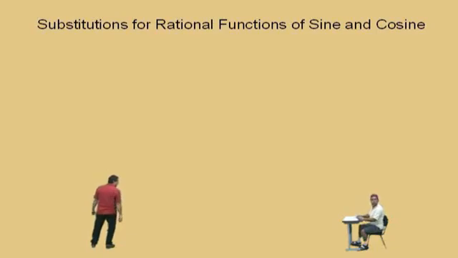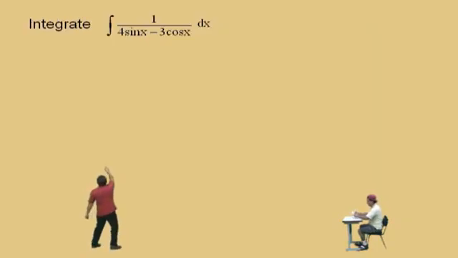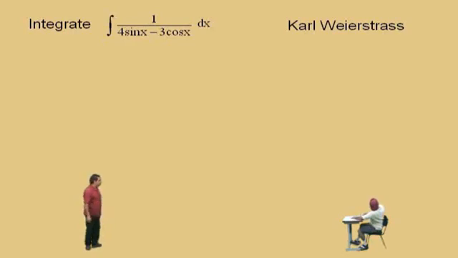Today we're going to do substitutions for rational functions of sine and cosine. All right, here we go with our first problem. We're going to integrate 1 over 4 sine x subtract 3 cosine x dx. Now we're going to go through an ingenious substitution method developed by Carl Weierstrass. We're going to go through the procedure and outline what he did, and then we're going to apply it to this problem.